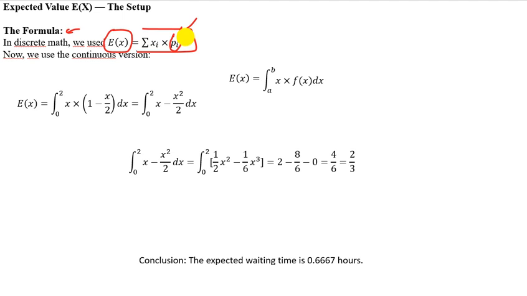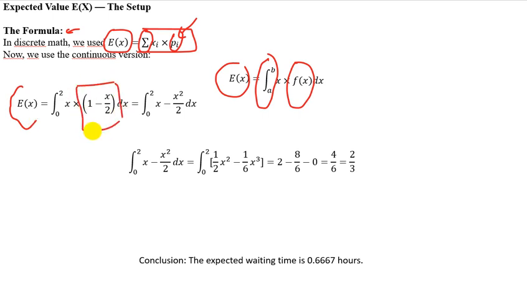In our continuous version, the same idea applies. Instead of the sum, we use the integral, we keep our x, and instead of the PMF we use our PDF, which is the density function. So here our expected value is the integral within the domain of our function. In the same example, it's from 0 to 2. We multiply our x with the function itself, which is 1 minus x over 2.